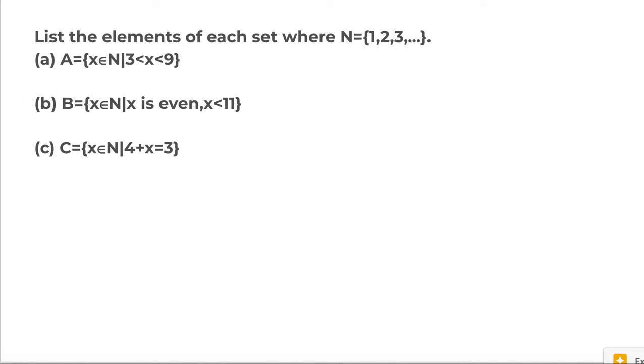Okay, let's look at the solution. So the first is x greater than 3 and less than 9, so you have the elements 4, 5, 6, 7 and 8. The second one is x is even, so all the even numbers that are less than 11 and are natural numbers, that is 2, 4, 6, 8, 10. Now if you look at this equation, 4 plus x is equal to 3, no solution would be present in this set 1 to 3. It will be negative, so you would have no element in this set, and hence the set would be an empty set.